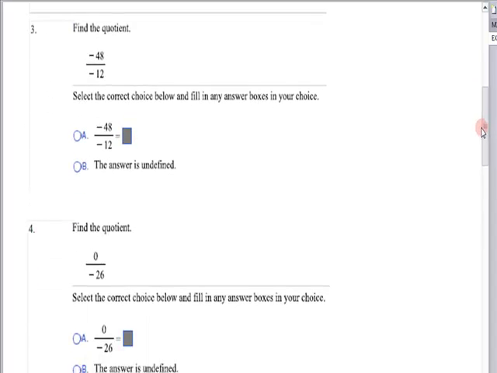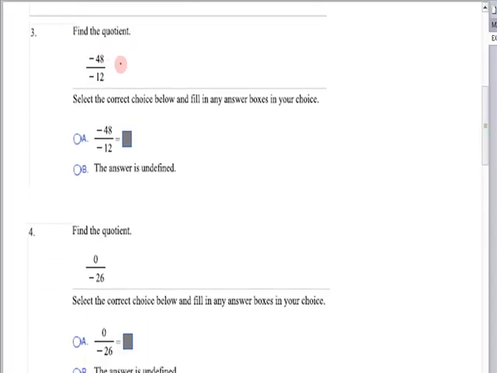Number 3, supposed to find the quotient. I have a negative divided by a negative. Now those are alike signs, so I'm going to get a positive. 48 divided by 12 is 4. Don't ask your calculator to put the signs in there because that can be tedious. Instead, you take care of the signs and just put in 48 divided by 12 if you need to.